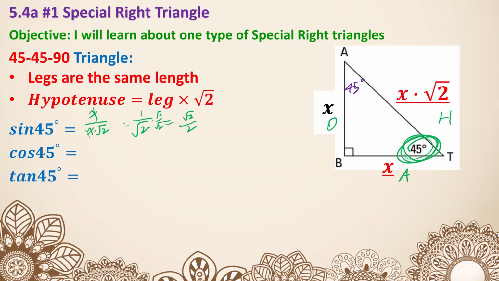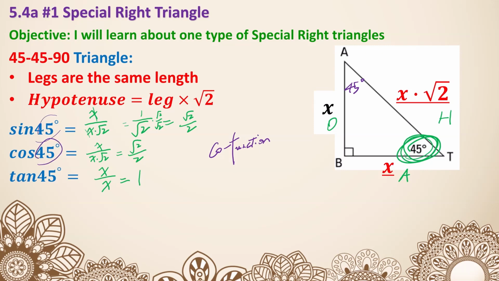Cosine 45 is also x over x times square root of 2. It's the same as the sine 45, so it's square root of 2 over 2 as well. As for the tangent 45, that's x over x, so it's a 1. And this should also make sense because we have talked about the co-function.